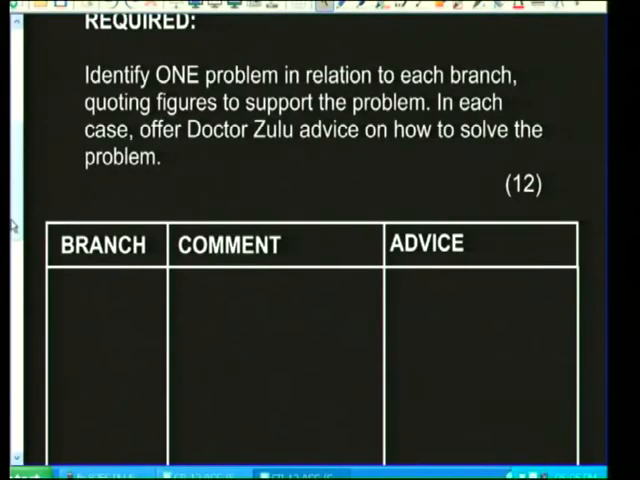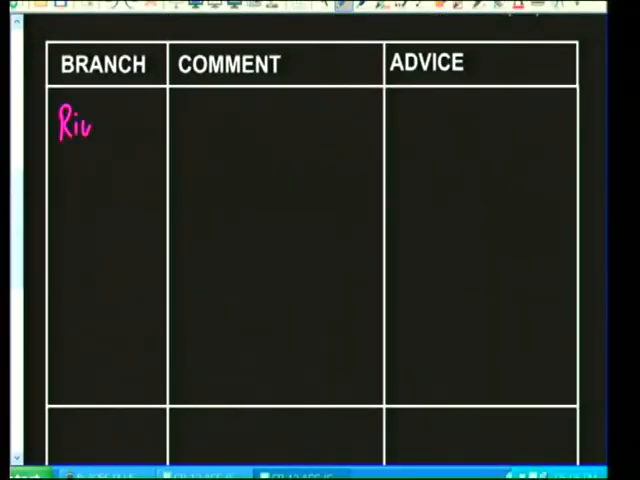Okay, so the question has said that they want us to identify one problem in relation to each branch, quoting figures. Please read the question carefully. Do not now go and quote 3 problems for the Riverside branch or 3 problems for the Valley View branch. The question is asking you for one problem in relation to each branch. So let's see how the question is set out. First thing that we should do is we should look at the 3 branches. So let me write Riverside down here, because Riverside is the first branch.